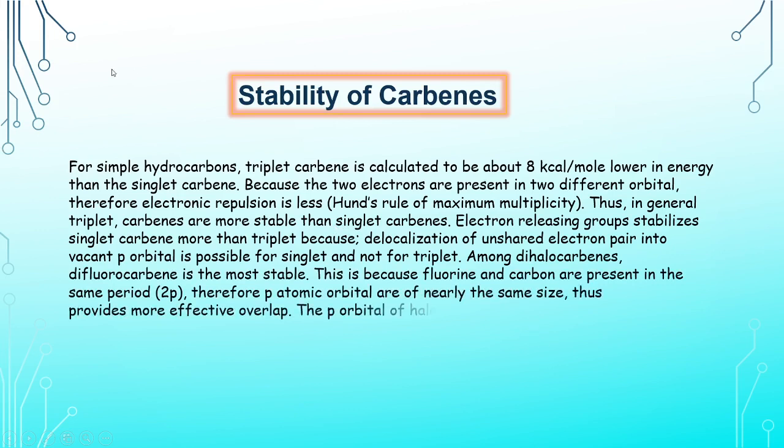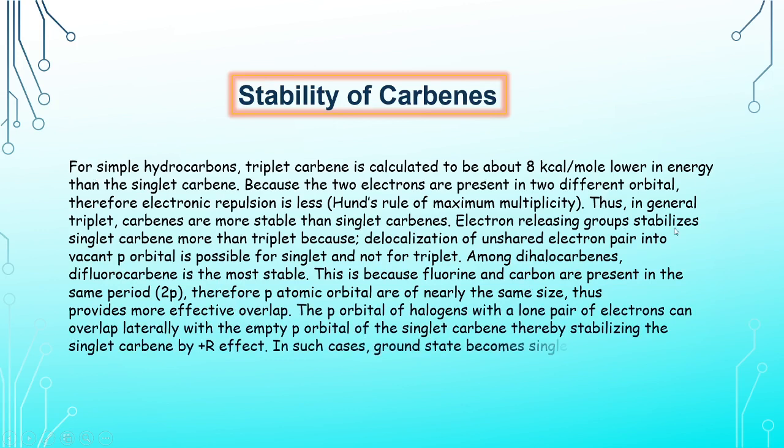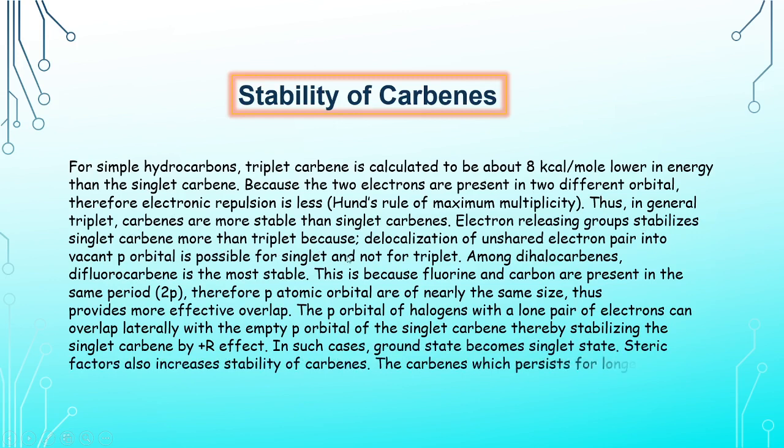Due to the electronic repulsion, the singlet carbenes are less stable than the triplet carbenes. Electron releasing groups stabilize the singlet carbene more than the triplet carbene. The delocalization of the unshared electron pair into the vacant p orbital is possible for the singlet and not for the triplet. That means when the carbene is attached to an electron releasing group, that stabilizes the singlet carbene more than the triplet carbene.